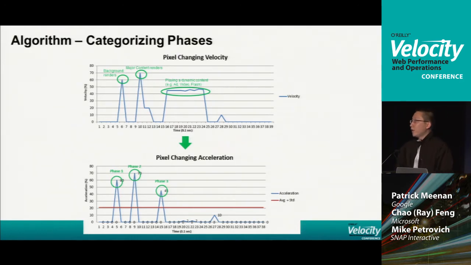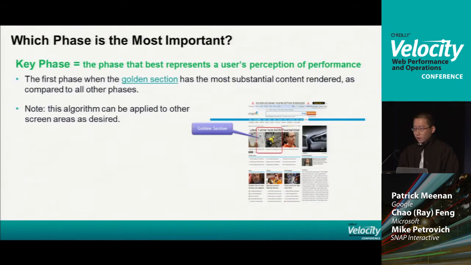Then the final step is figuring out those outliers. Those outliers will be phases. At this moment, you may want to ask me, hey, you gave me 3 phases, which phase should I use? So we came up with the idea of the key phase, the most important phase that best represents user perceived performance. Usually we pick the first phase around the golden section, or the most important area of the page, that has the most substantial content rendered.